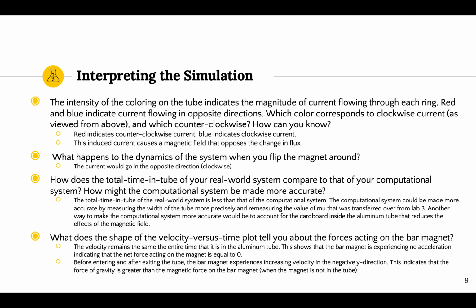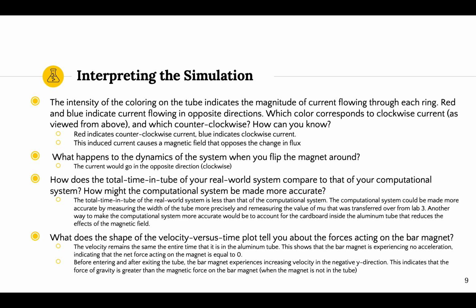How does the total time in tube of your real world system compare to that of your computational system? How might the computational system be made more accurate? So the total time in tube of the real world system is less than that of the computational system. The computational system could be made more accurate by measuring the width of the tube more precisely and remeasuring the value of mu that was transferred over from Lab 3 for the bar magnet. Another way to make the computational system more accurate would be to account for the cardboard inside the aluminum tube that reduces the effect of the magnetic field, because right now in the computational model it is calculated as being fully aluminum.